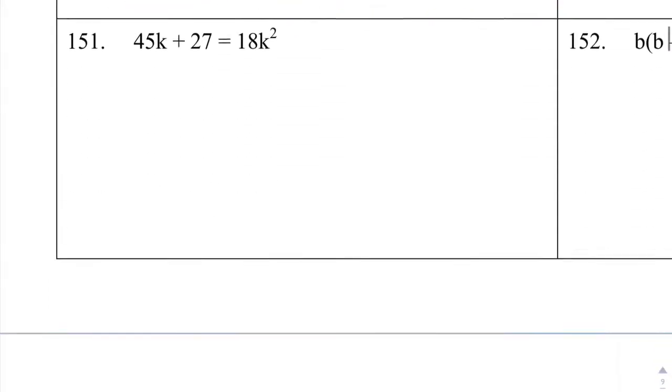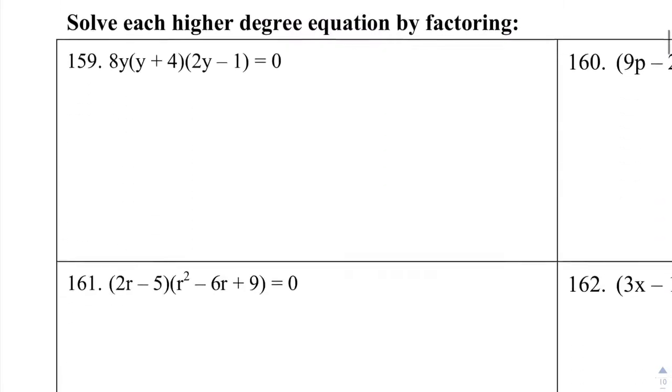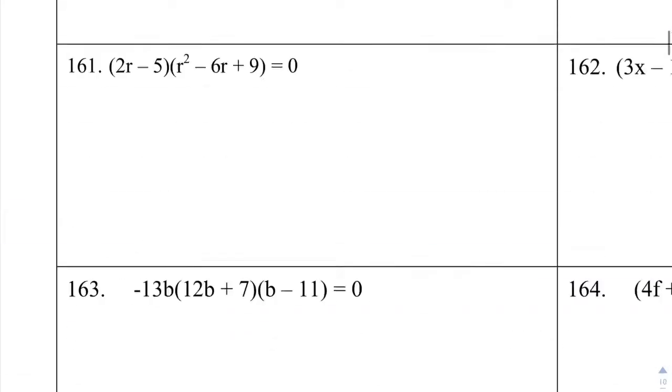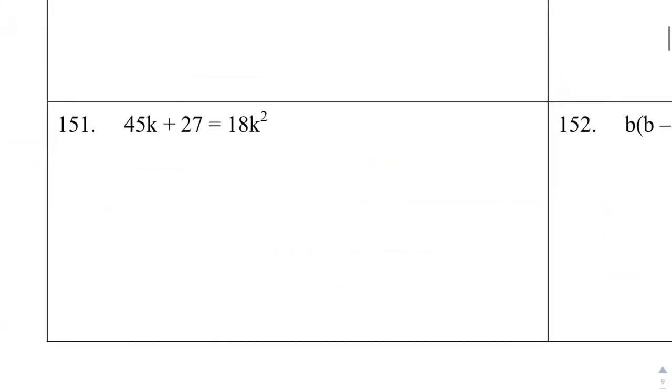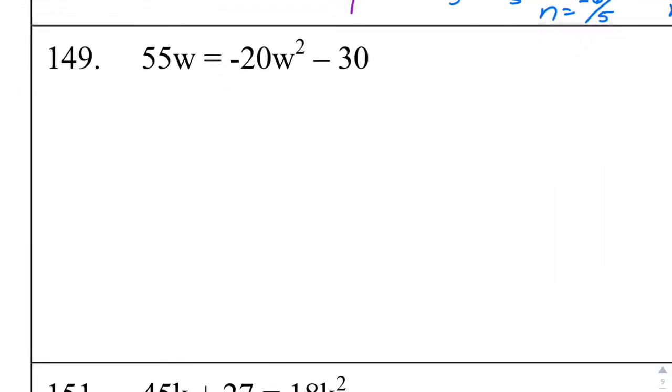Continuing on, we are going to keep working up till 163. Okay, so a few more to go. All right, 149. We got to get these all together. The rule is we want a positive. So I'm going to add the 20w squared and add the 30 at the same time.